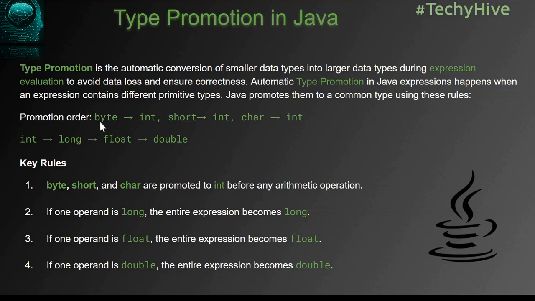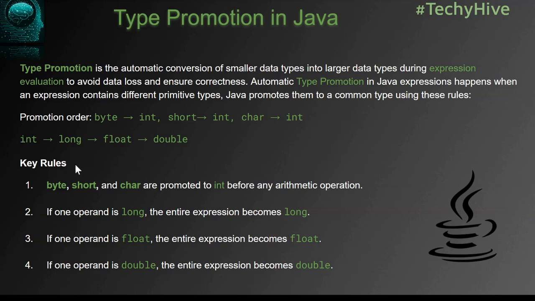In all expressions, if the expression has only byte, short, and character, then they are promoted to integer. And integer is promoted to long if integer and long are in the expression. Long is promoted to float if long and float are in the expression, and float is promoted to double if double and float are in the expression. So always it is promoted to the larger type. Let's say there is an integer and a double in the expression, then integer will be promoted to double.